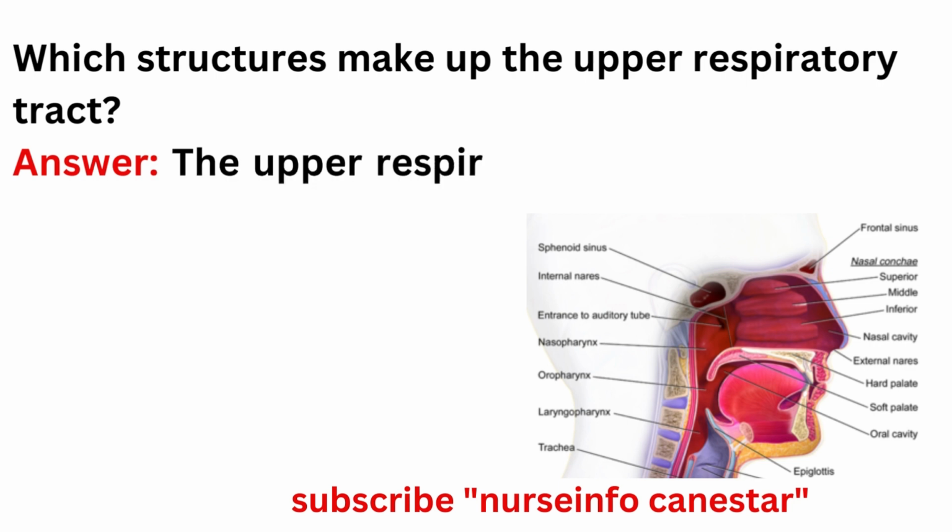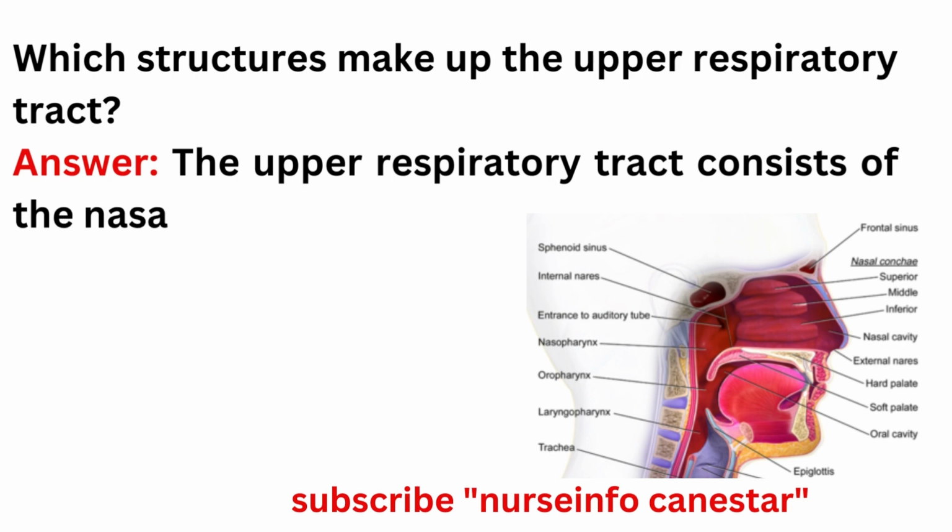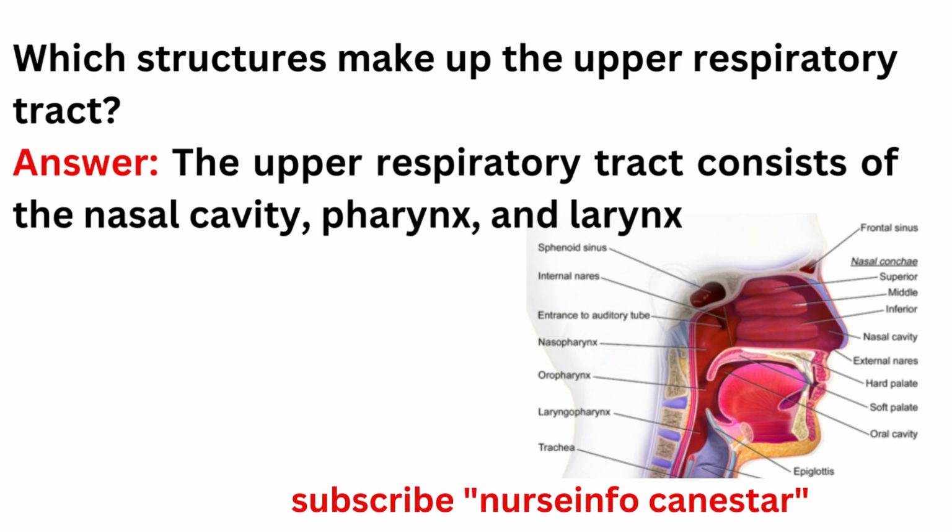Which structures make up the upper respiratory tract? Answer: the upper respiratory tract consists of the nasal cavity, pharynx, and larynx.